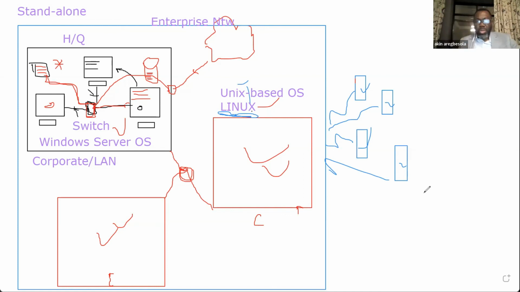So let's find out how much we know. What's the difference between a corporate network and an enterprise network? Anything? The operating system. Oh, the operating system is one obvious difference. So what operating system is what? Correct.